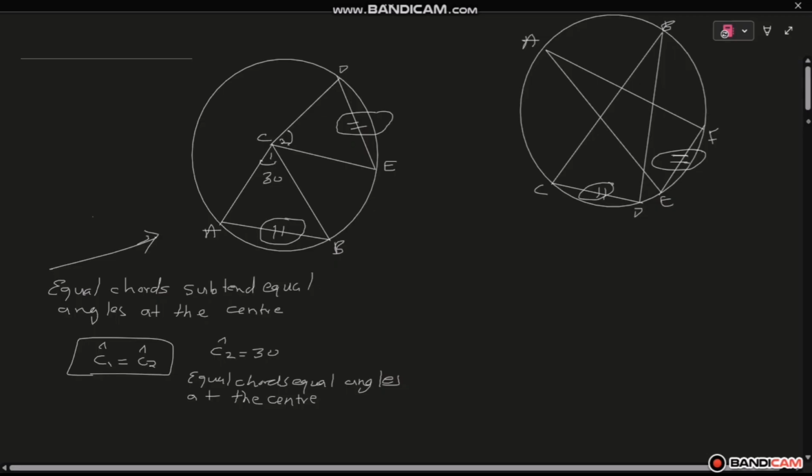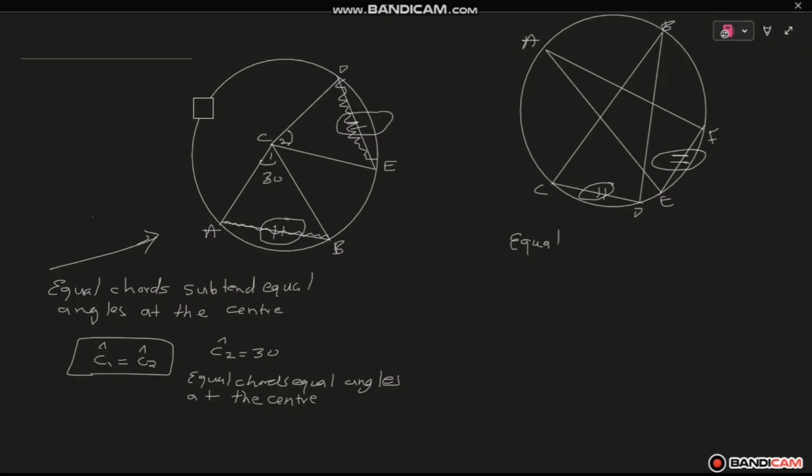Very, very important. Okay, so let's talk about the second circle. As you can see, this is a chord and this is a chord. So these chords are equal. AB and DE are equal. When you give a reason, make sure that you specify where the equal chords are forming the angle, or where they are forming equal angles.